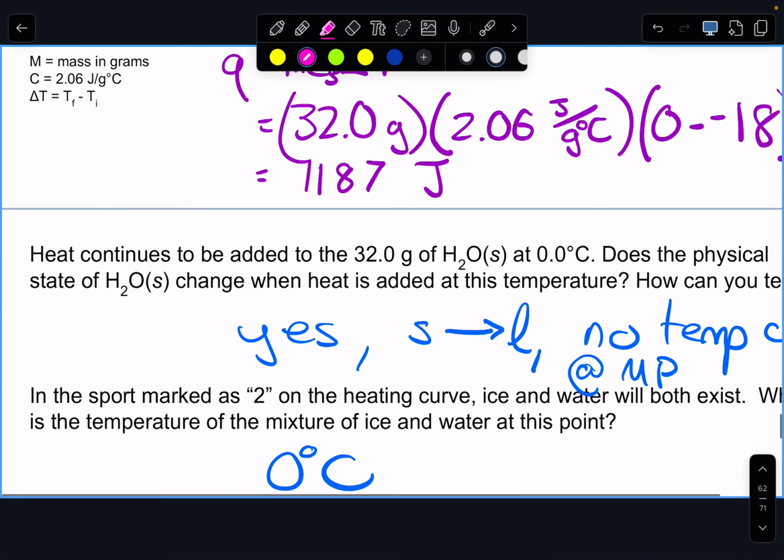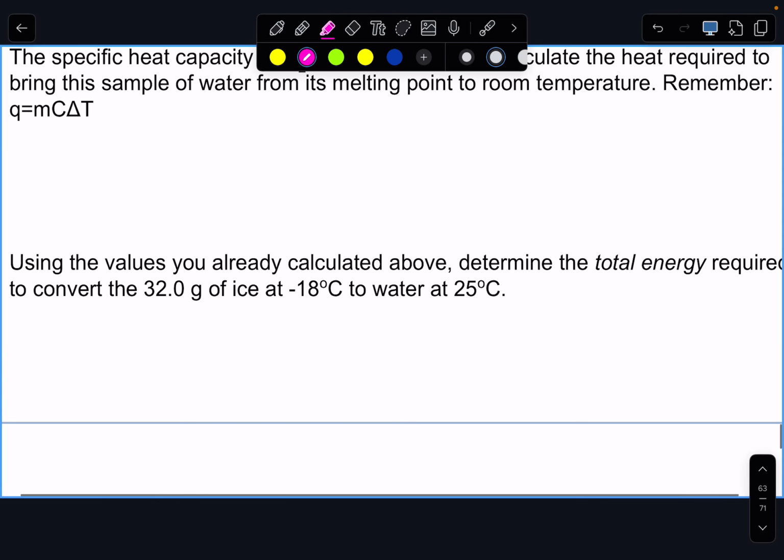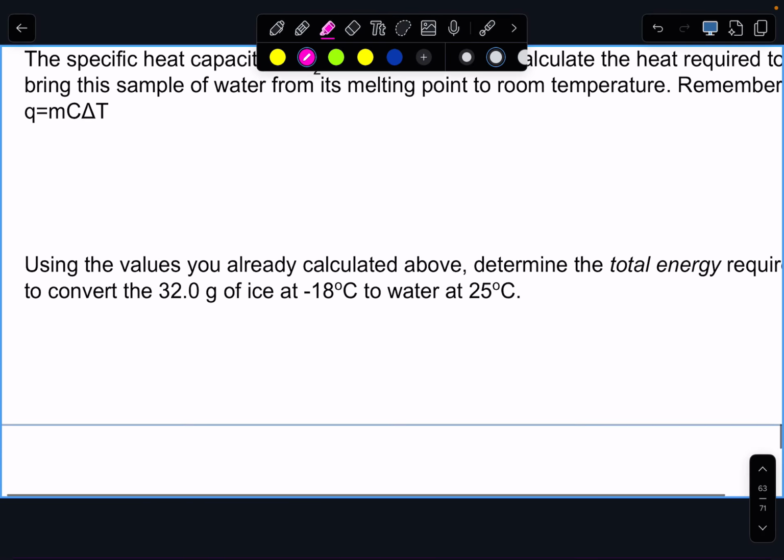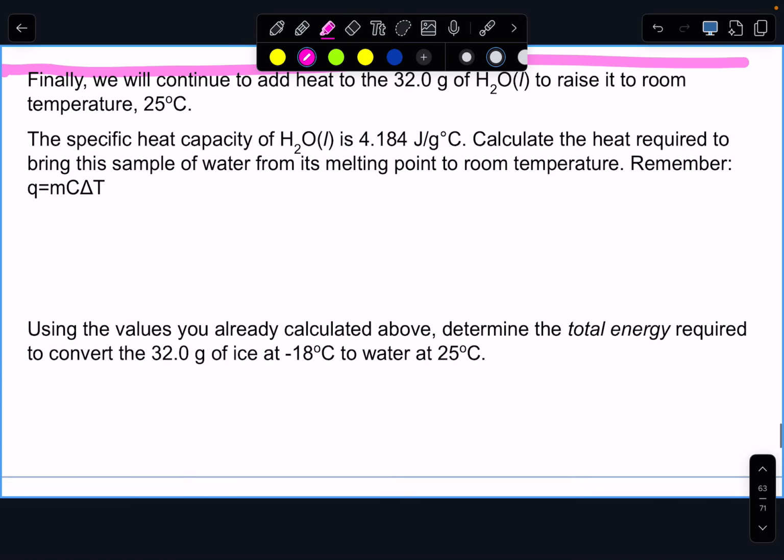Okay, so let's run through that last one. And then I'll give you guys a final problem to do that's a cooling curve that's maybe a little bit more, you have to infer all the different steps, not quite so broken down for you.